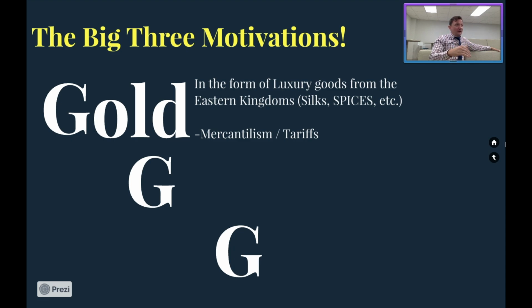Now, they wanted this gold to come in the form of luxury goods from the Eastern kingdoms, like silks and spices and porcelains, and to be able to bring those in and then sell them to other countries that did not have trade access routes to places like India.